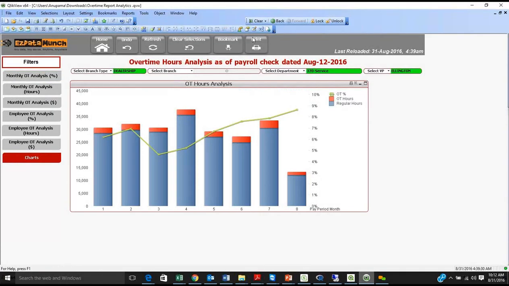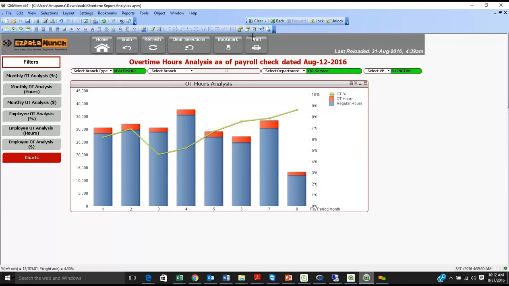So this is an example of a dashboard where we are analyzing only overtime hours for a specific organization. You can have different locations, different branches, different departments, different people who are in charge, different business units. So what you're looking at here is your regular hours and your overtime hours. For this organization, for example, let's say you have a threshold that you should not have more than 3% overtime across the board, whether it's at any department level or at an organization level.